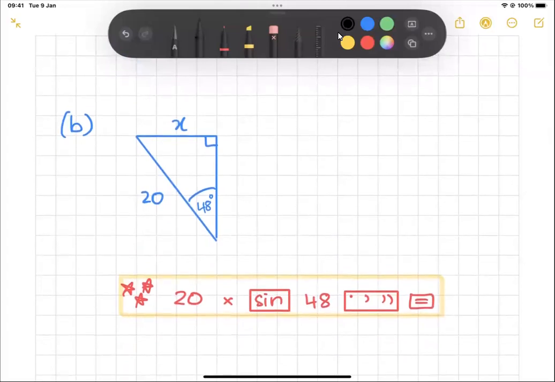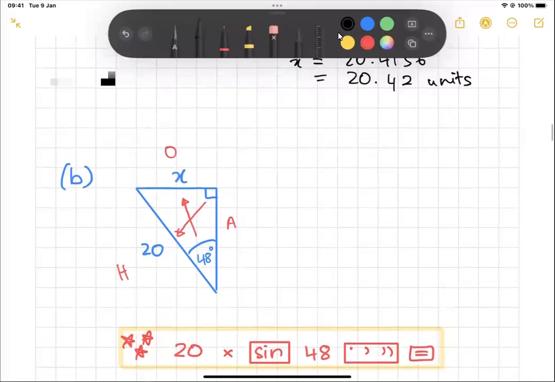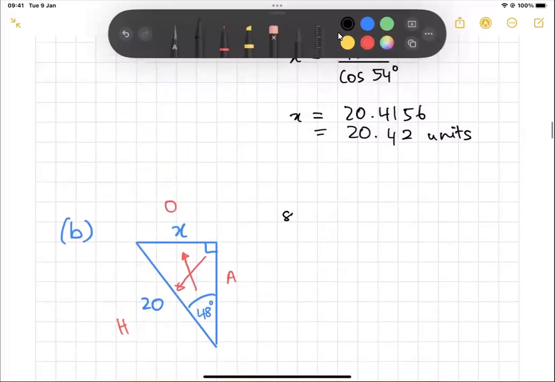This is my second question. Again, I'm going to do the exact same. My first step is to label. This will be my opposite. This will be my hypotenuse. This will be my adjacent. Once I've done that, what I'm going to do is write down SOHCAHTOA. Okay, so what I've got here is I've got the length of O and the length of H, but no A. So looking at SOHCAHTOA, my acronym, this is what I'm going to be using.